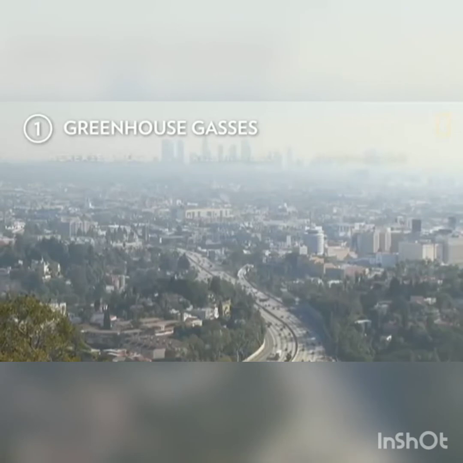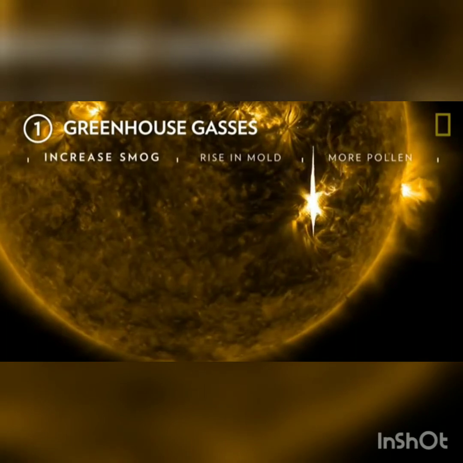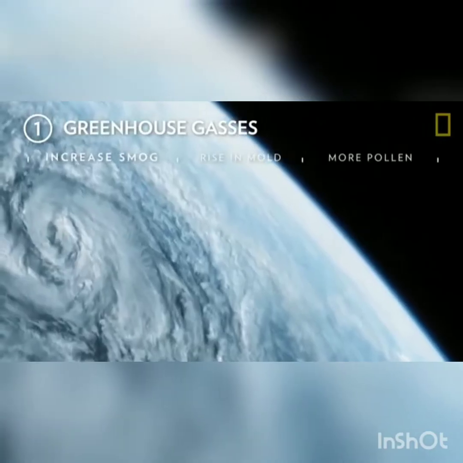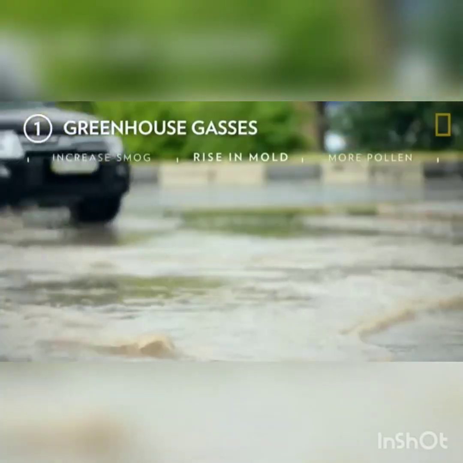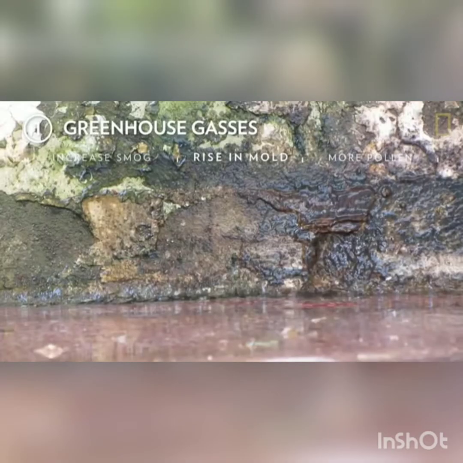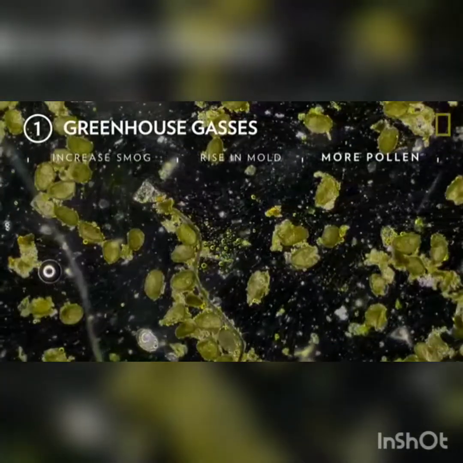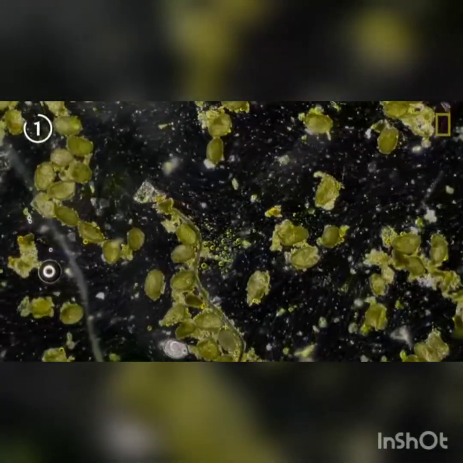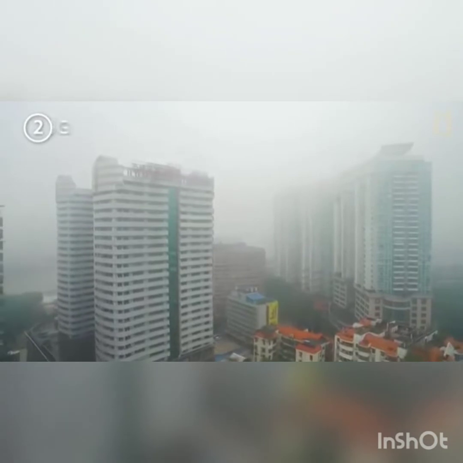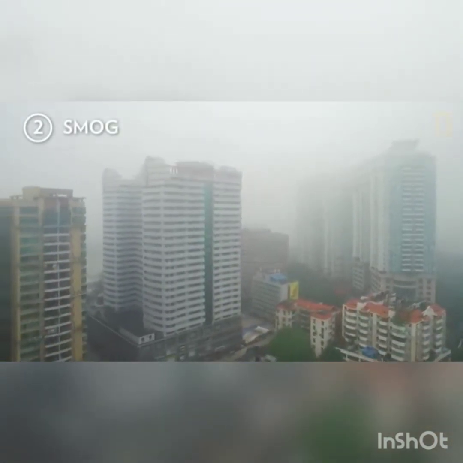For example, climate change increases smog because it forms in the presence of high heat and increased levels of ultraviolet radiation. More frequent extreme weather, such as flooding, contributes to damp conditions and therefore to a rise in mold. Warmer weather also leads to longer pollen seasons and therefore more pollen production. Smog is a type of air pollution that reduces visibility and has serious health effects.